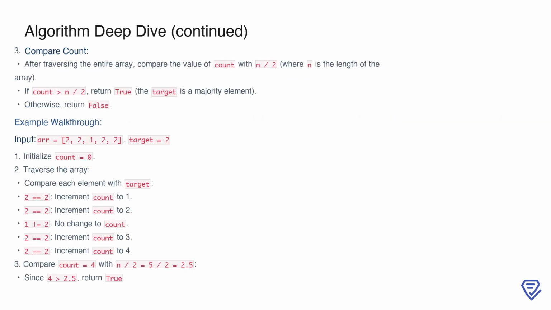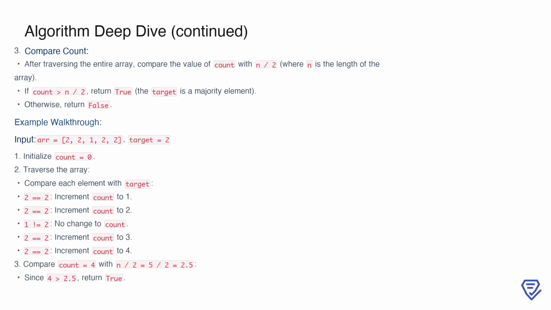Once we traverse the entire array, the next step is to compare the count with the majority threshold, which is n/2. If the count exceeds this threshold, we can confidently return true since the target is a majority element. Otherwise, we return false. Let's walk through an example to see this in action.